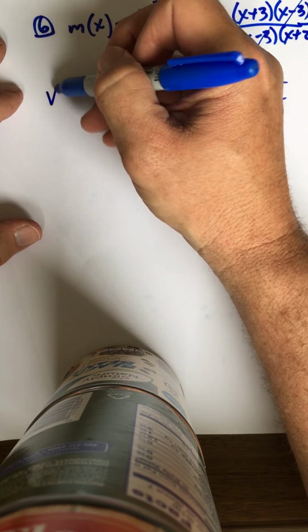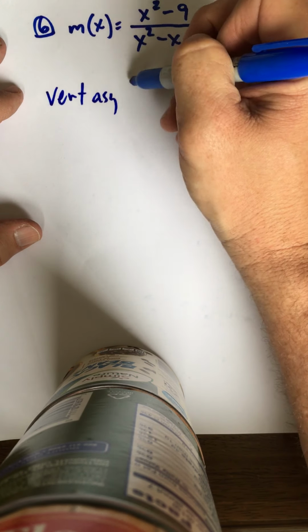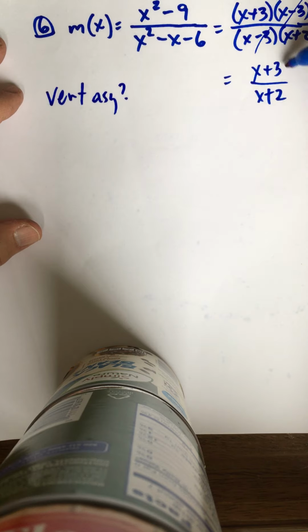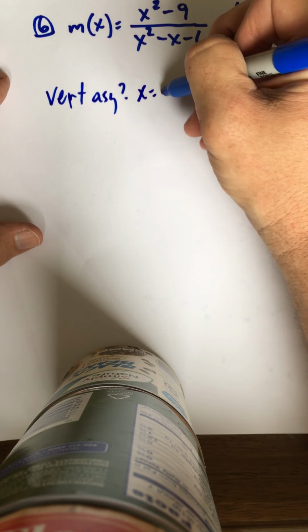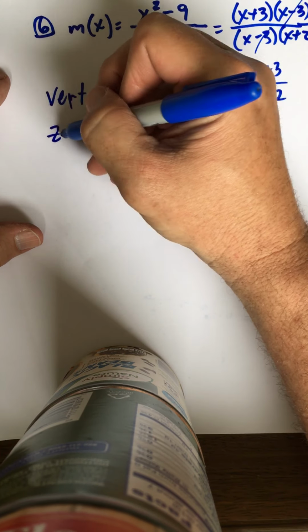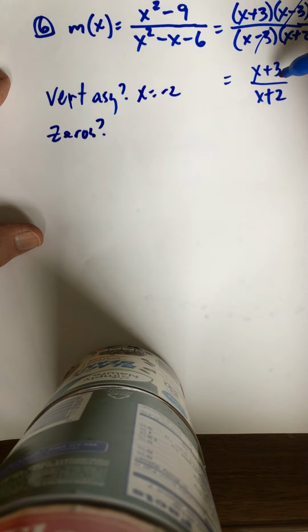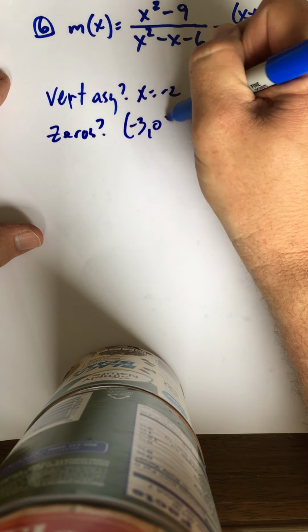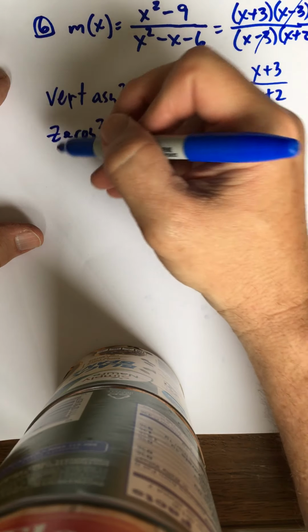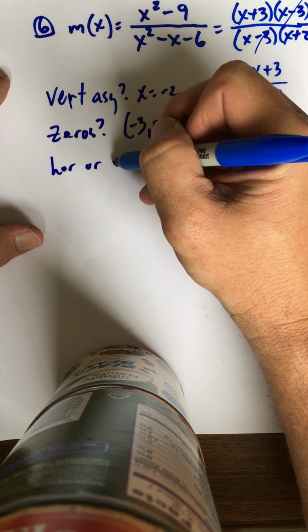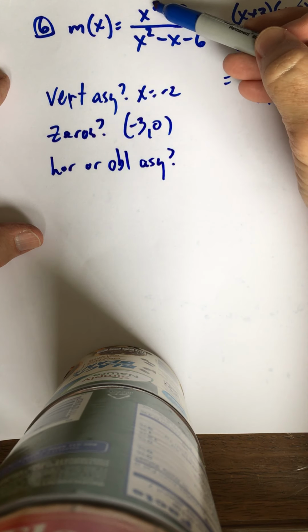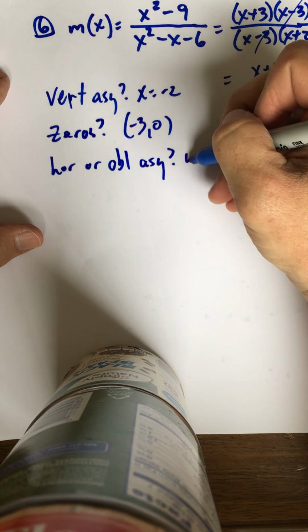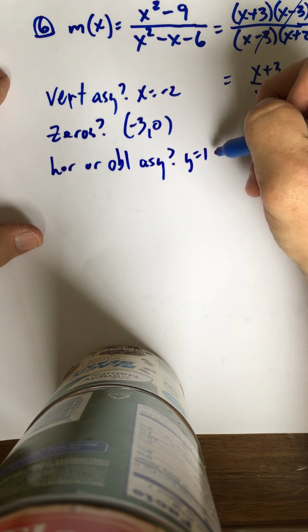Let's go through everything else though, exactly the same. If I remember I've got to go put a hole in the graph, I can just sketch this and basically same problem, be done with it. Vertical asymptote comes from the bottom, so it's x equals -2. Zeros are the zeros from the top, that'd be -3, 0. Horizontal or oblique asymptotes, since the exponents are the same, you take the leading coefficients, that's going to be y equals 1. That's a horizontal.